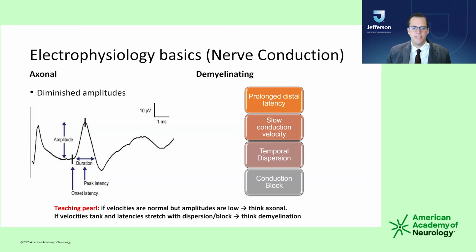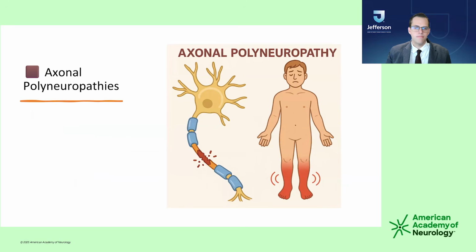Teaching pearl: if velocities are normal but amplitudes are low, think axonal. If velocities tank and latencies stretch with dispersion and block, think demyelination.